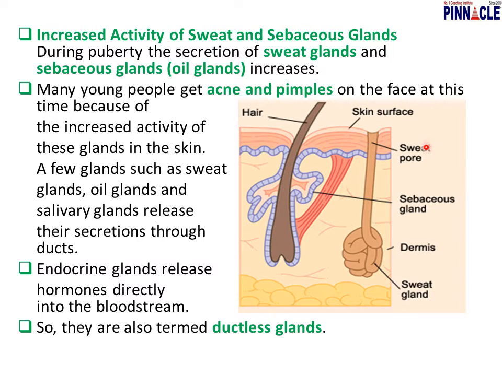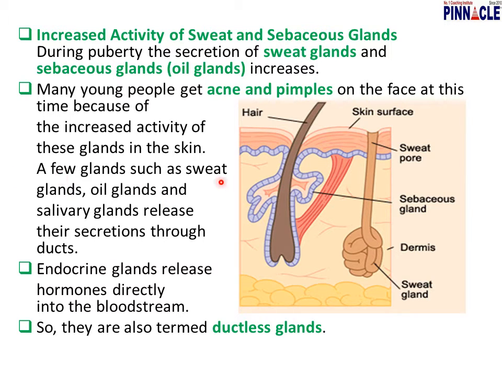And this is sweating during summer, especially when the humidity is very high, then we sweat. This is the skin, the entire skin. This was sebaceous glands, this was hair, and this is skin space, and here we found the sweat gland, just beneath the surface of the skin, which is near the sebaceous gland. So many young people get acne and pimples on the face at this time because of the increased activity of these glands in the skin. During this period, these glands are very active.